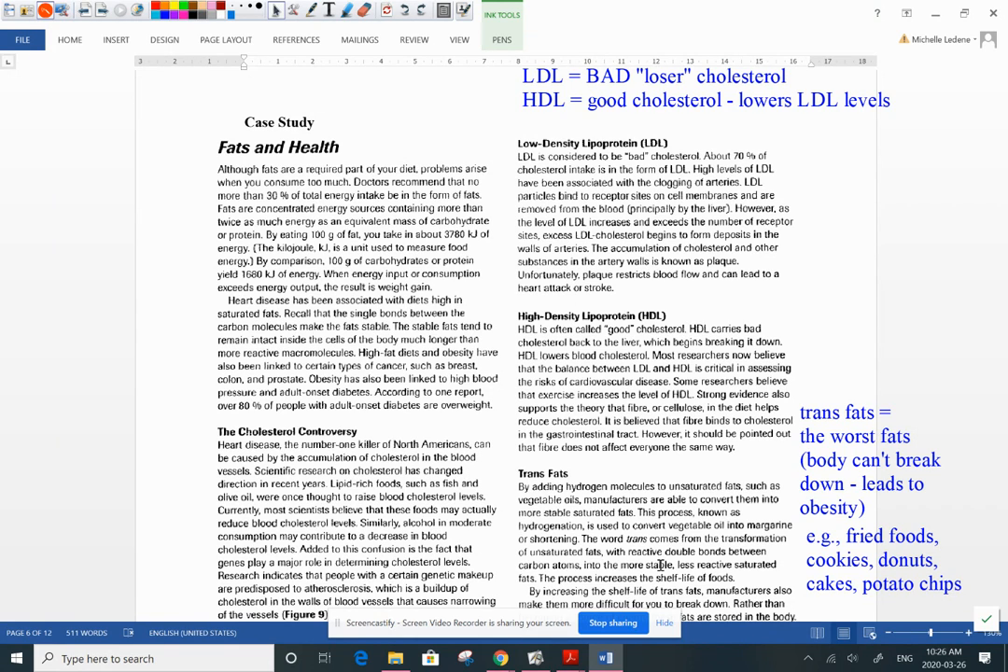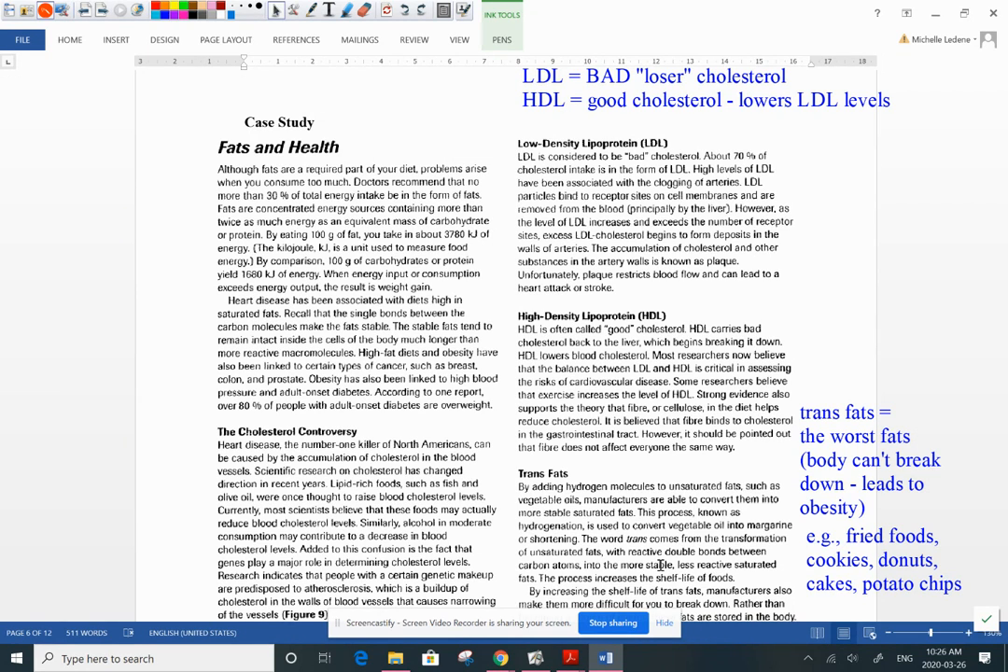Now, one of the fats that is probably the worst for you, because your body can't break them down and they lead to obesity and heart disease, is what they call the trans fats. You find a lot of trans fats in fried foods, processed foods, cookies, donuts, cakes, and potato chips. Yeah, we like those, but honestly, they're pretty bad for you because your body is not able to break them down very easily.